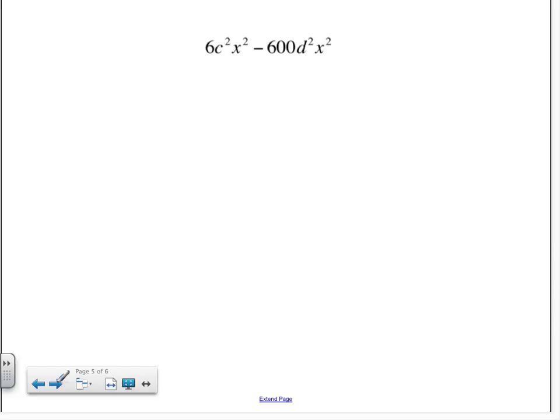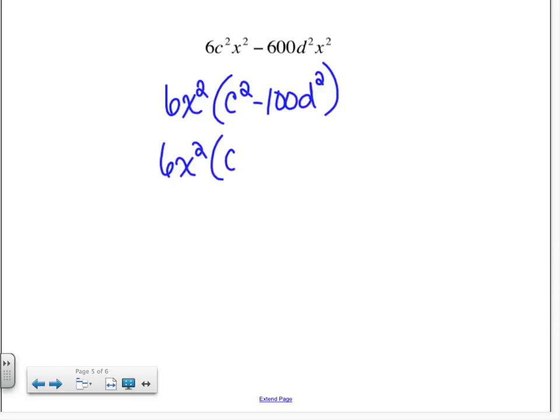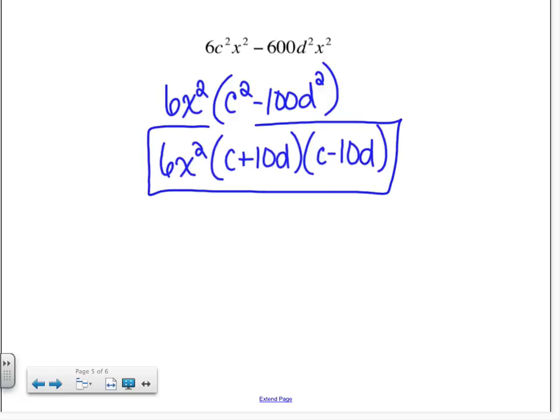Okay, this next one, let's factor out our GCF. So we have a GCF of 6 from both terms, and we can't factor out any c's because it's not in the second term, but we can factor out an x squared because that is in both terms. So 6x squared is our GCF, and we're left with c squared minus 100d squared. Okay, c squared minus 100d squared, again, is a difference of two squares, because if you take the square root of 100d squared, you get 10d. So it's going to factor into c plus 10d times c minus 10d. And there we have our completely factored answer.